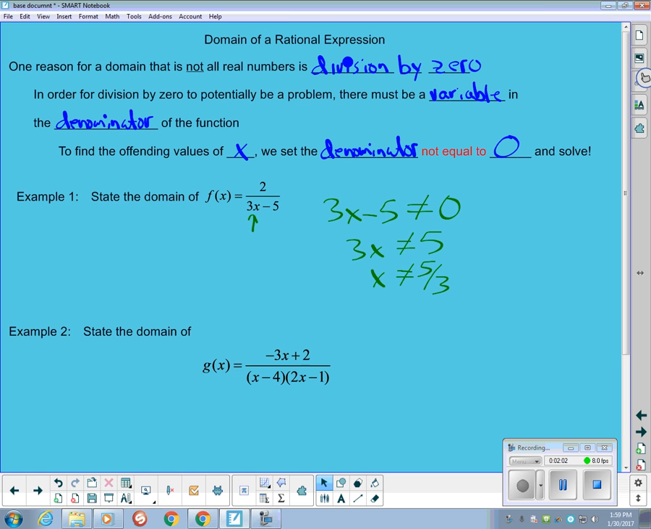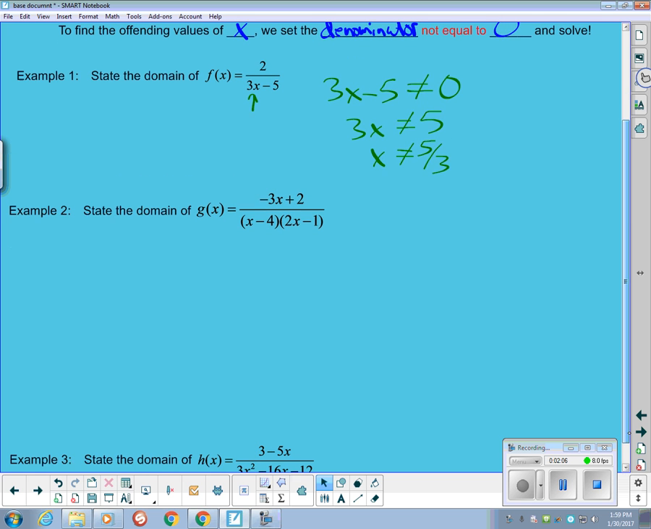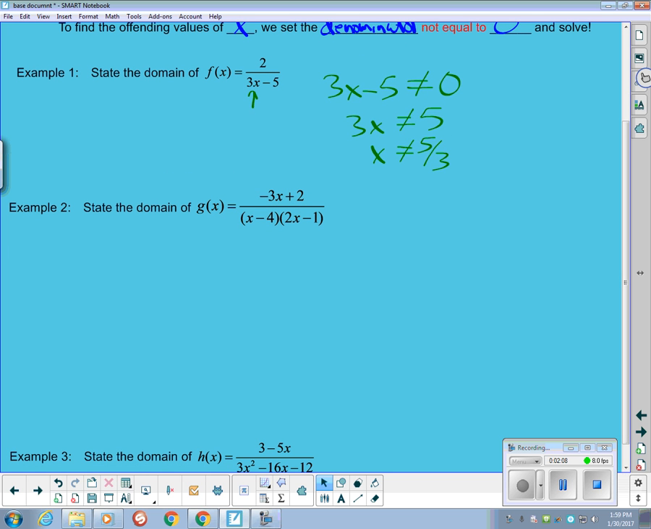We'll maybe talk about some of the other ones in class. All right, for our second example, we are going to state the domain of g of x equals negative 3x plus 2 over x minus 4 times 2x minus 1. In this case, I have two variables in the denominator potentially causing problems. So I set the denominator, which is x minus 4 times 2x minus 1, not equal to 0.